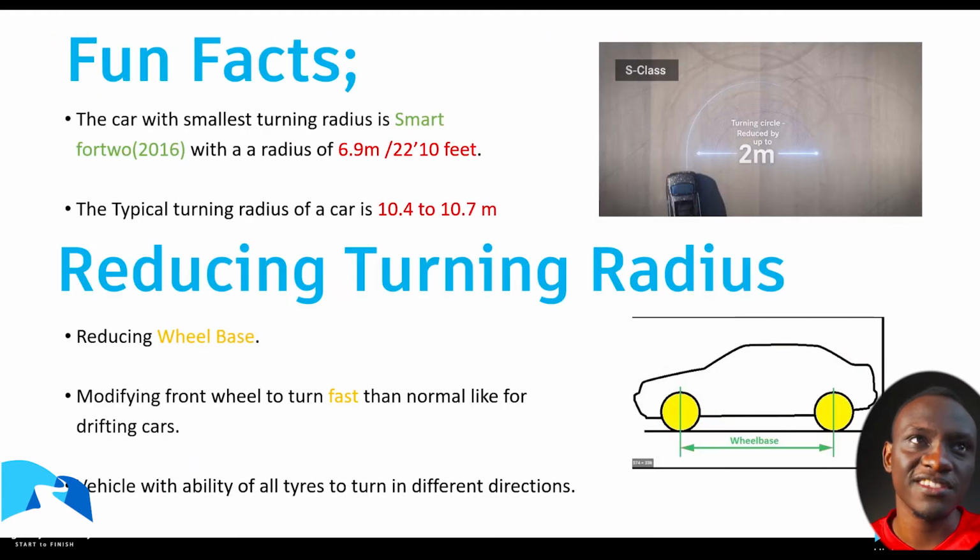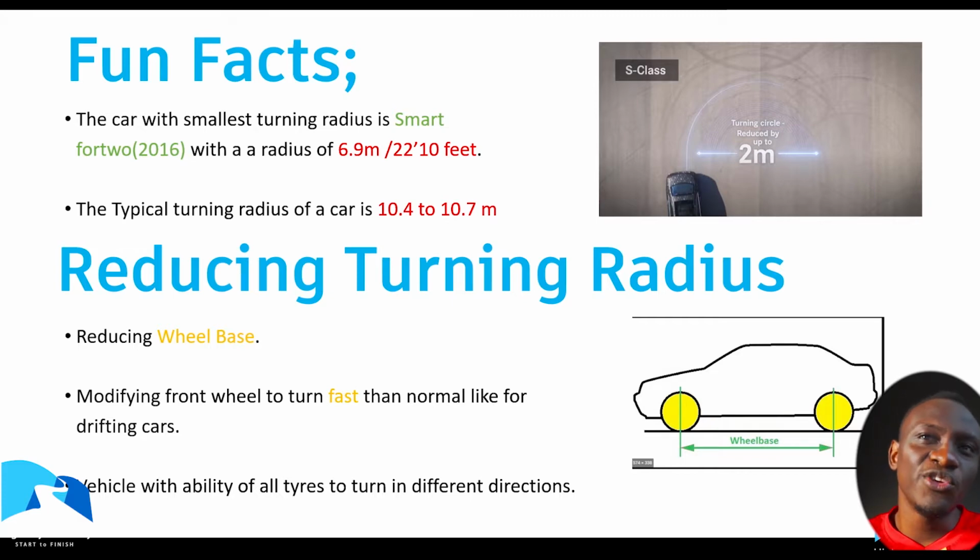So some fun facts. One, did you know that the car with the smallest turning radius is a Smart Fortwo 2016? It has a turning radius of 6.9 meters. Two, the typical turning radius of a car is 10.4 to 10.7 meters. So you find that in most situations people tend to flare their junctions by 10 meters or 15 meters. Basically, it's something that's a result of this.